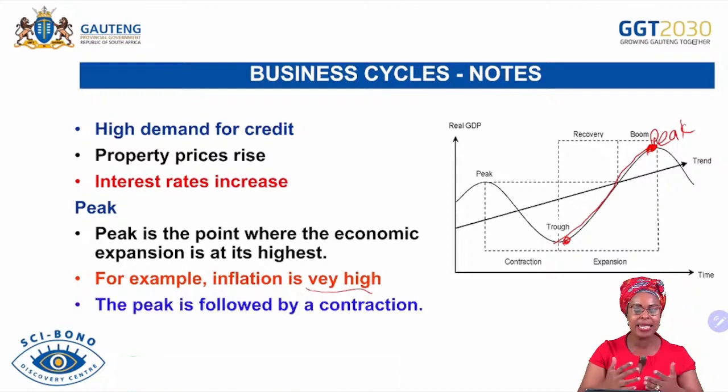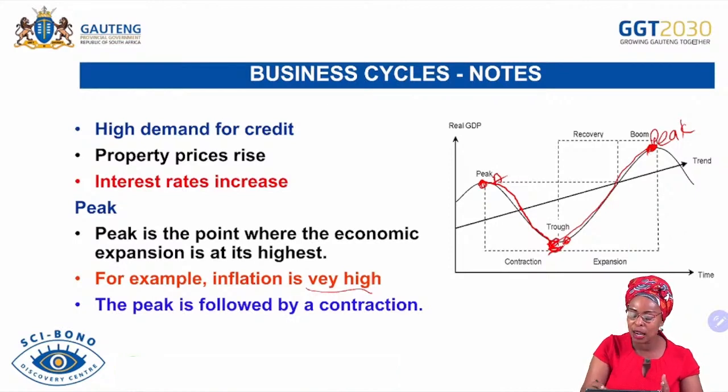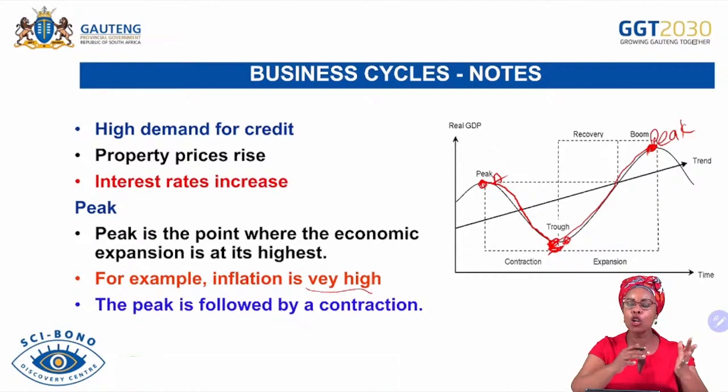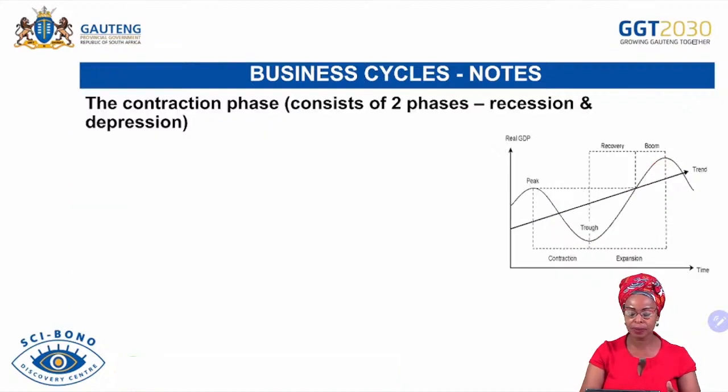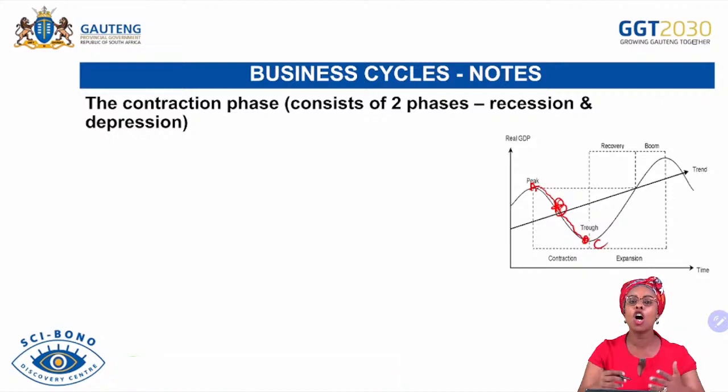So after the peak, what follows is the contraction phase. As you can see, we also have a peak here. After every peak, there is a contraction phase from point A up to point C. This will be the contraction phase, downswing phase. Let's look at what is happening during the downswing or the contraction phase. It starts here. It ends at C. From A to C, it's the contraction phase or downswing phase.